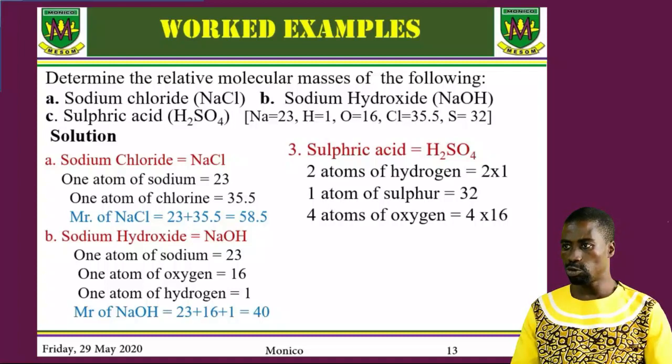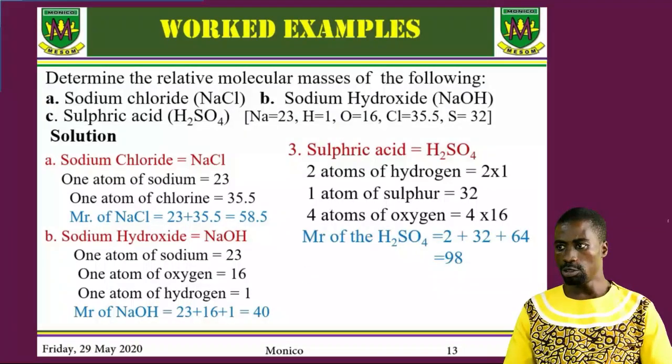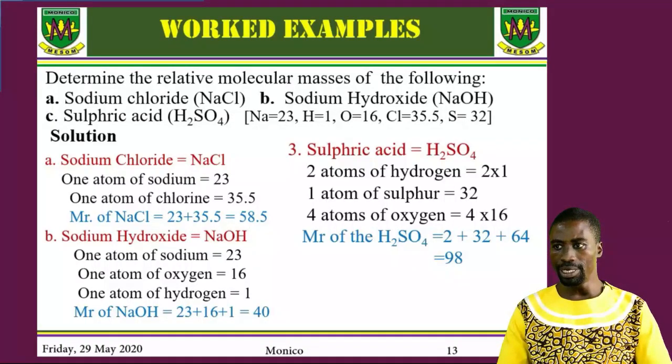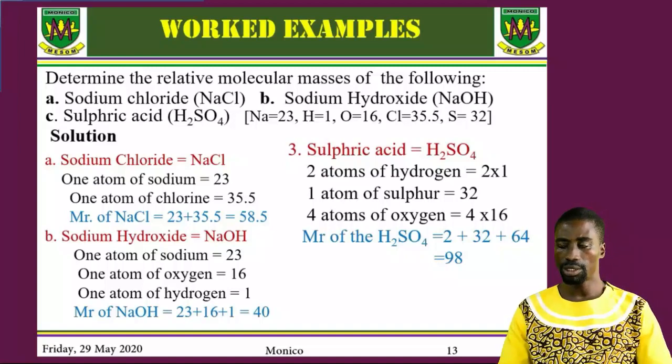So I have 2 times 1 for hydrogen, 32 for sulfur, and 4 times 16 for oxygen. So I am going to have 2 plus 32 plus 64, and that gives me 98. Here again, there is no unit attached to this quantity. Take note of this.